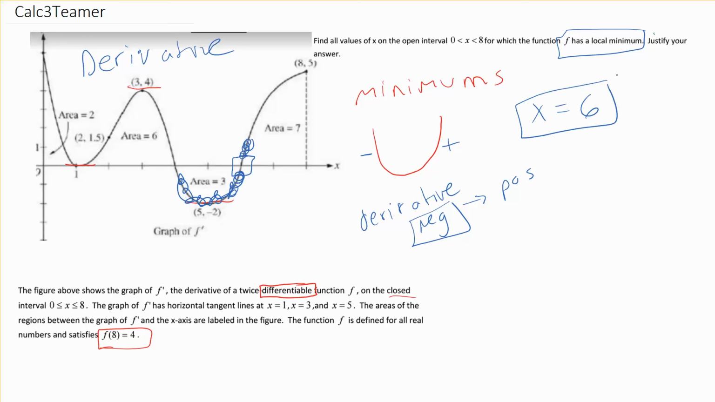And the justification would be the derivative went from being negative to positive. F prime of 5 is less than 0, negative. F prime of 7 is greater than 0. The derivative has gone from being negative to being positive, and that's my justification.